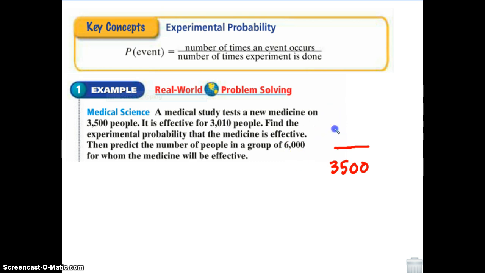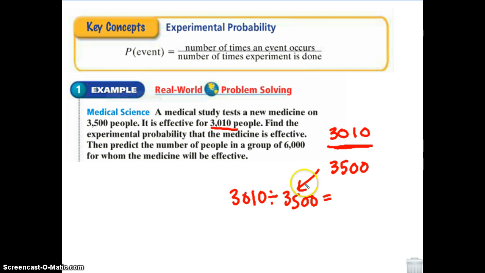Well, the number of times the event occurred. It says find the experimental probability that the medicine is effective. It is effective for this many people, 3,010. So we're going to put 3,010 over 3,500. Now, that is our experimental probability, but it's not reduced. So what I'd like you to do quick is put 3,010 in your calculator and divide it by 3,500.